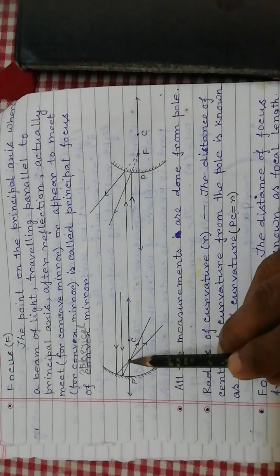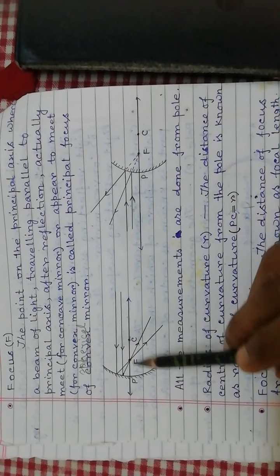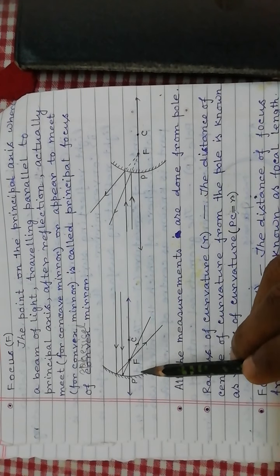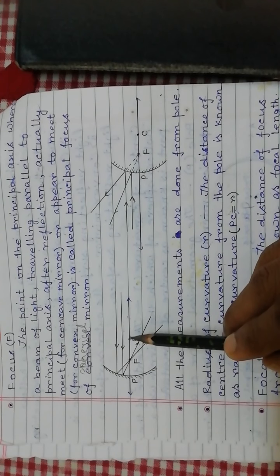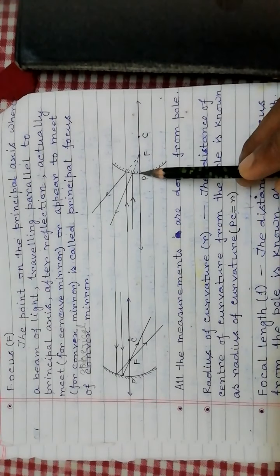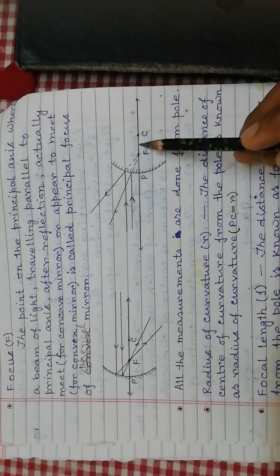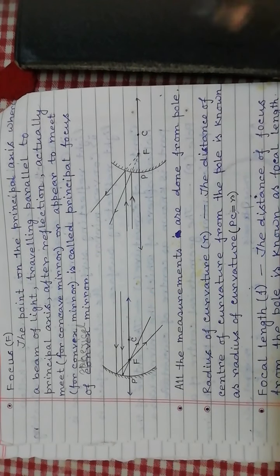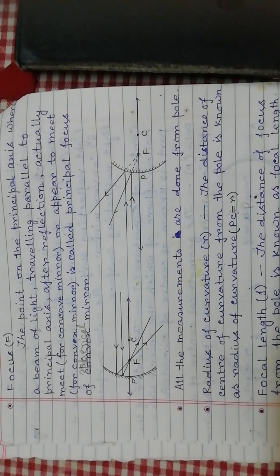Now this focus and center of curvature, these two points are always at the front of the concave mirror. Focus and center of curvature lie at the front of the concave mirror, whereas focus and center of curvature lie at the back side of the convex mirror. And the pole is just on the mirror, whether it is concave or convex.